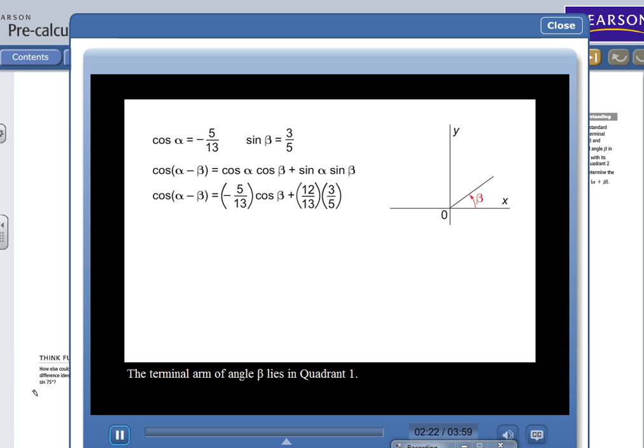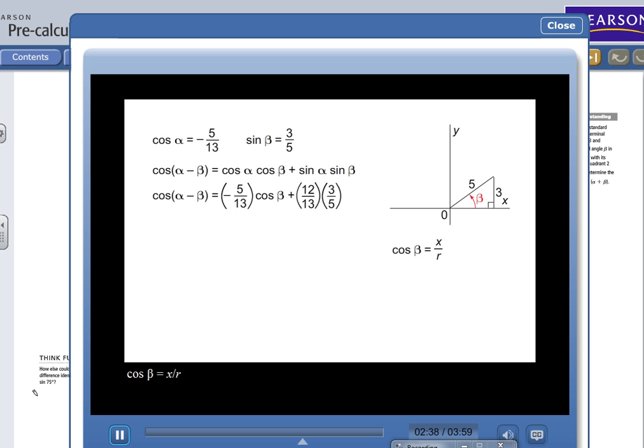The terminal arm of angle beta lies in quadrant 1. Sine beta equals 3/5. Since sine beta equals y over r, I can say that y is 3 and r is 5.